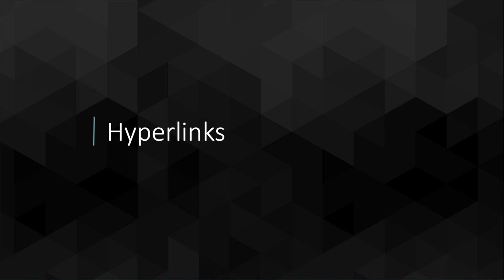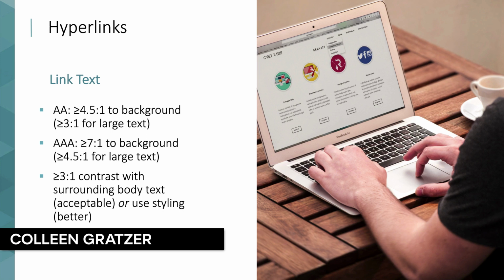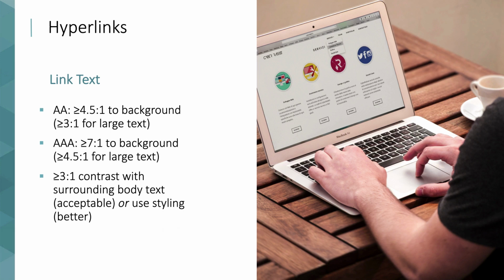There are a few things to understand with hyperlinks. When you style hyperlinks, keep in mind that the hyperlink text must meet the contrast ratio for text. So at least a 4.5:1 ratio for normal text and at least 3:1 for large text for AA conformance, and then at least 7:1 for normal and 4.5:1 for large text for AAA.